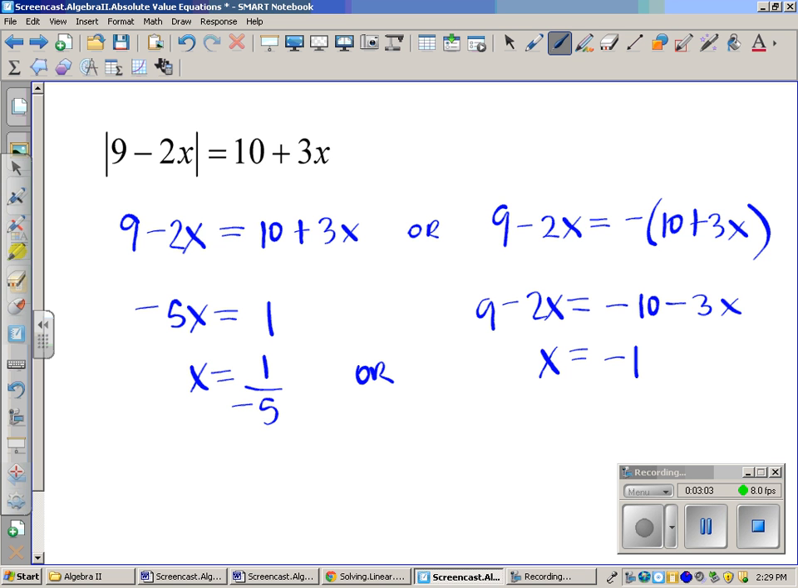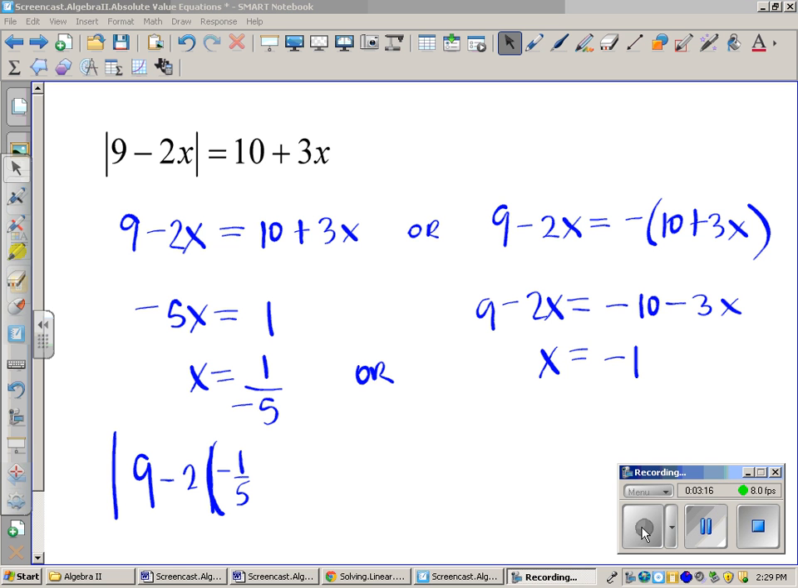And now I will check my work. So, that should look like a parenthesis. Uh-oh. Houston, we have a problem. Okay.